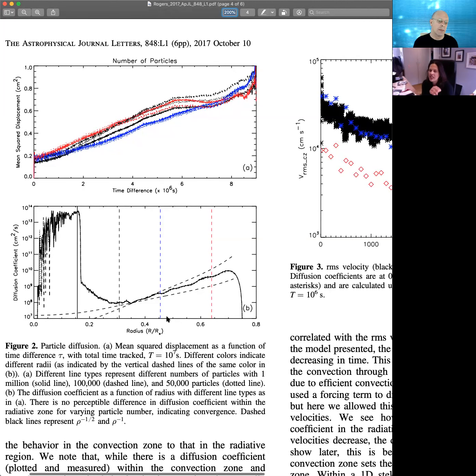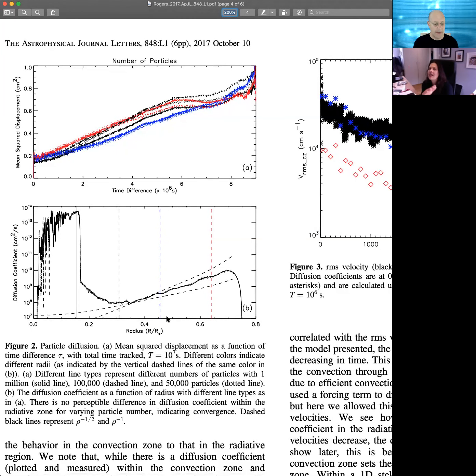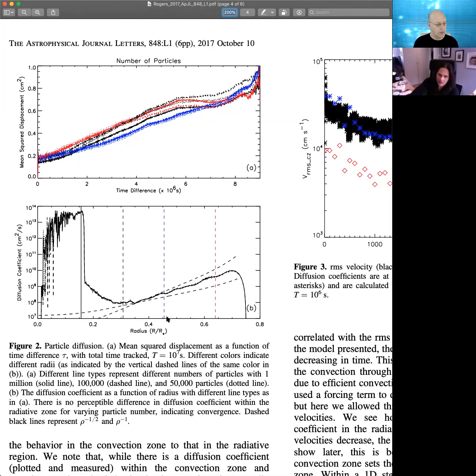So we want to understand what sets that profile, the rise towards the surface of the diffusion coefficient. Those two black dashed lines that aren't vertical, that border the actual solid line, are density to the -1/2 and density to the -1. That's what density to the -1/2 and density to the -1 look like. And there's a reason I did that, which I'll talk about in a minute.